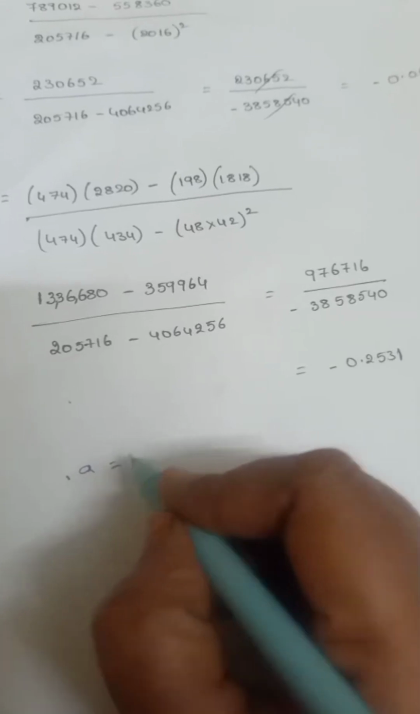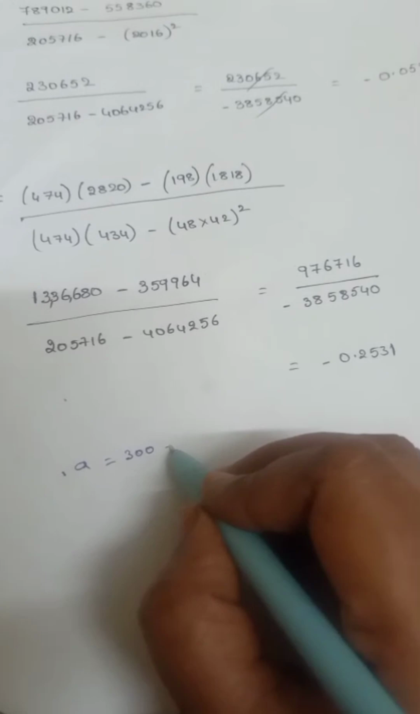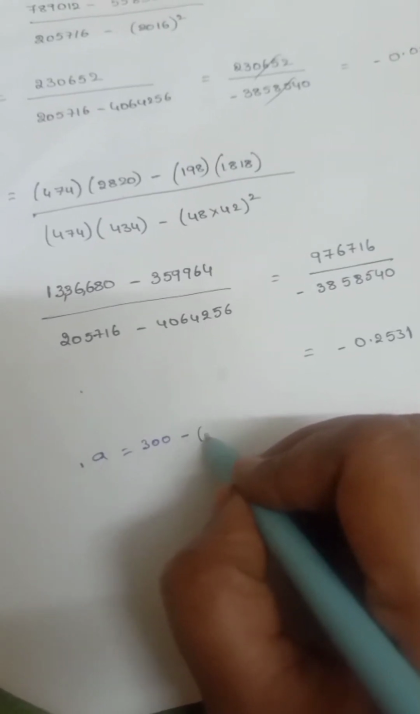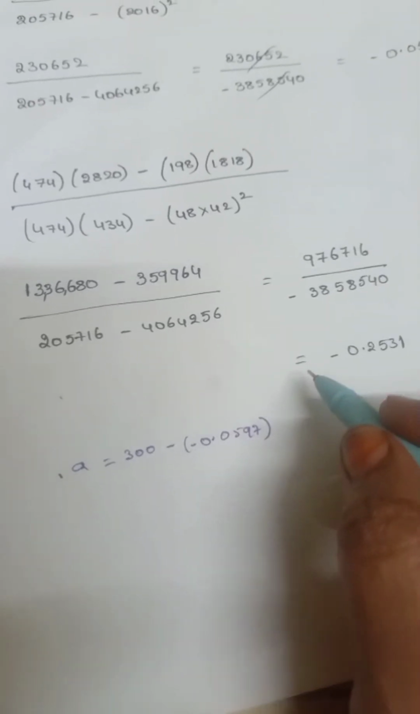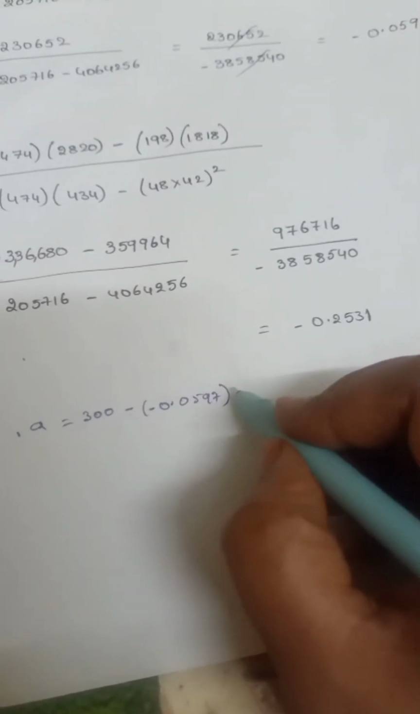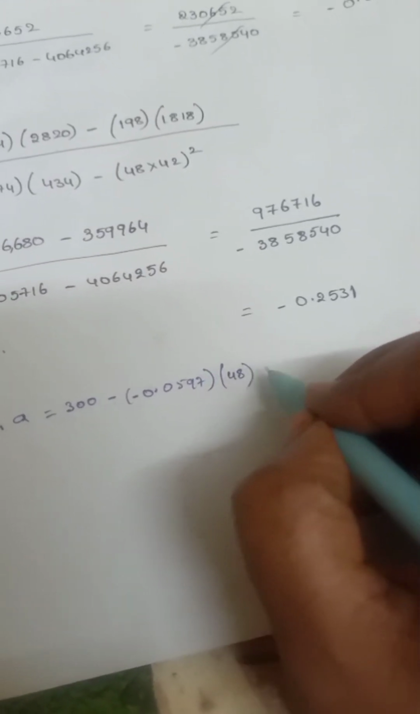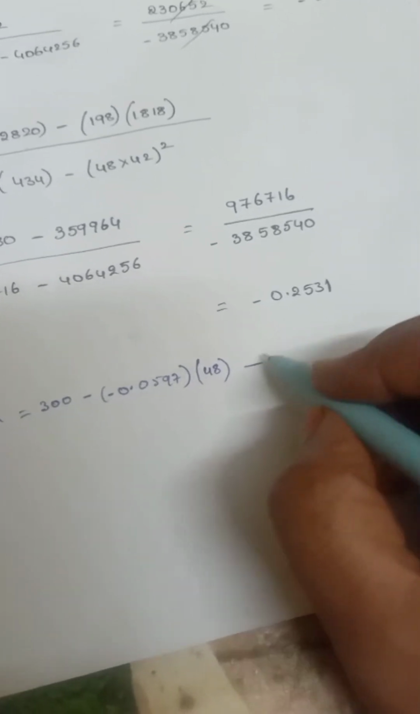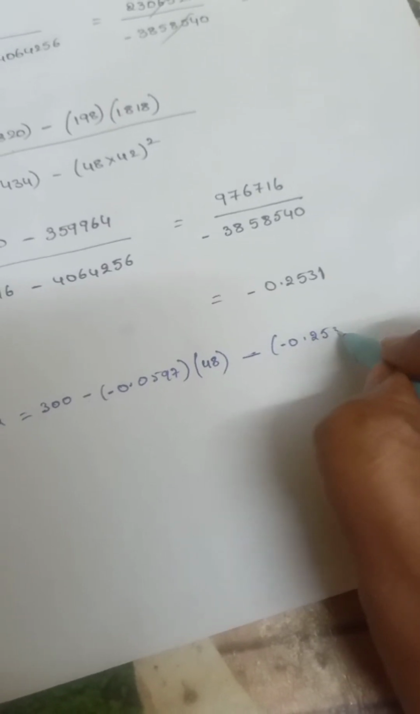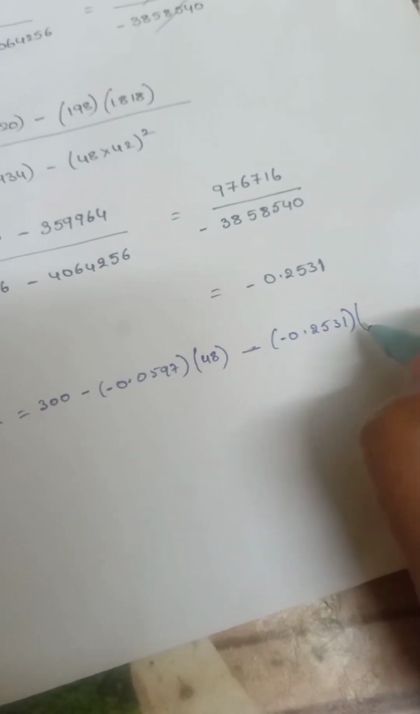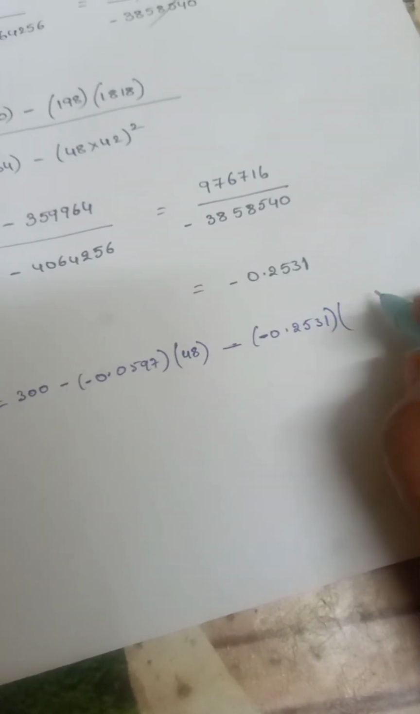A is equal to y bar, which is 300 mean, minus b1, where the b1 value is equal to minus 0.0597, into x1 bar. X1 bar means for summation x1, 48, minus b2, where the b2 value is equal to minus 0.2531, into x2 bar. X2 bar is for summation x2, 42.